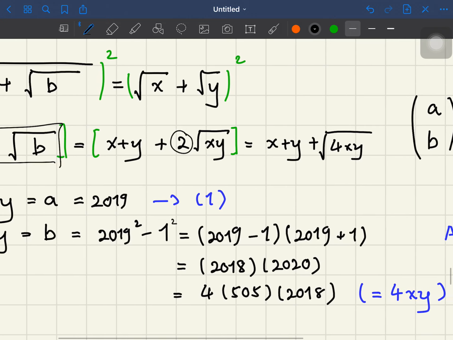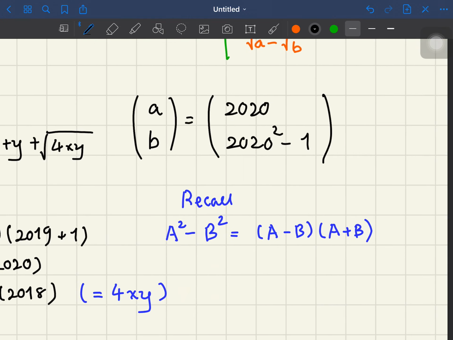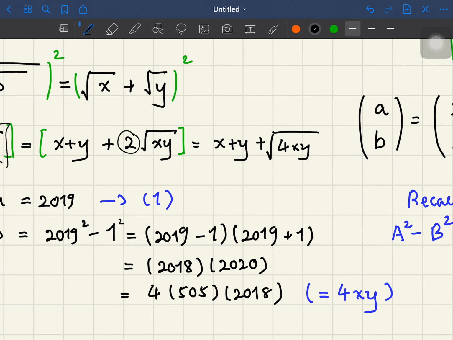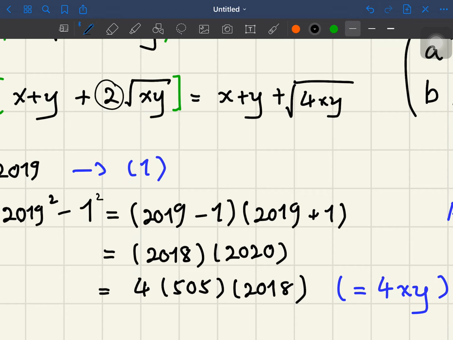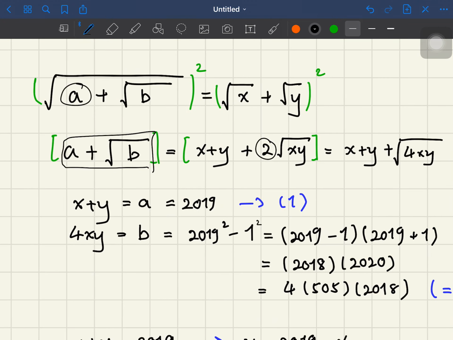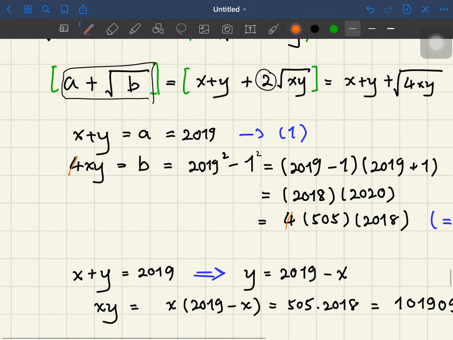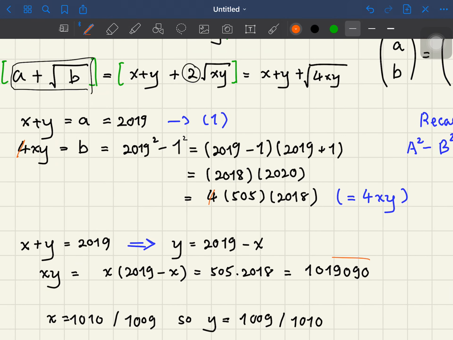So there is a particular identity we can use, which is this one. You will get this expression here, and you will have 2020 and 2018. I purposely factorized 2020 into 4 times 505 because I want to cross the 4 out on both sides, and hence I just get xy equals 505 times 2018, which equals this number.